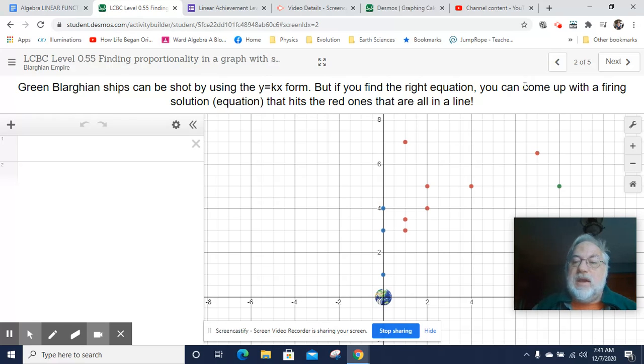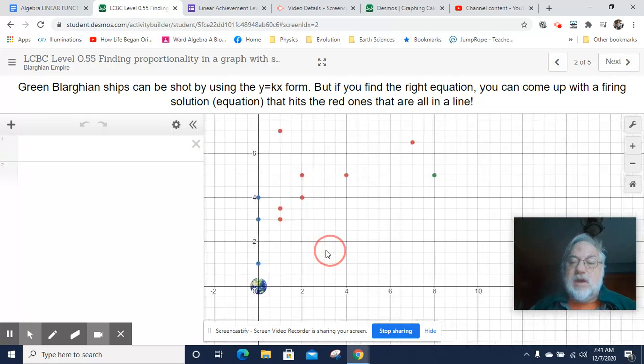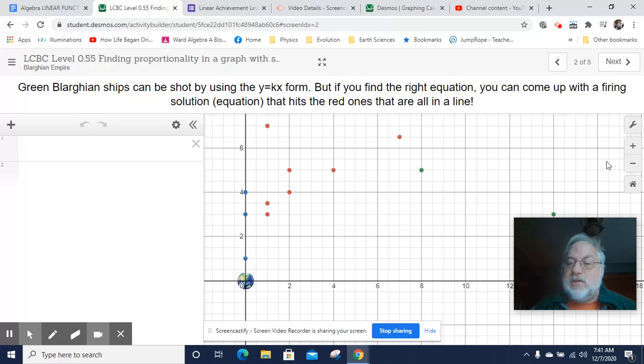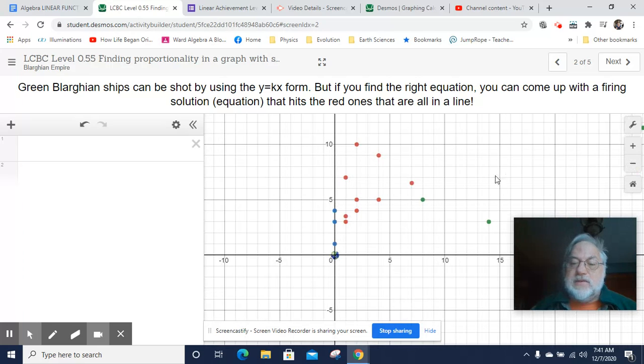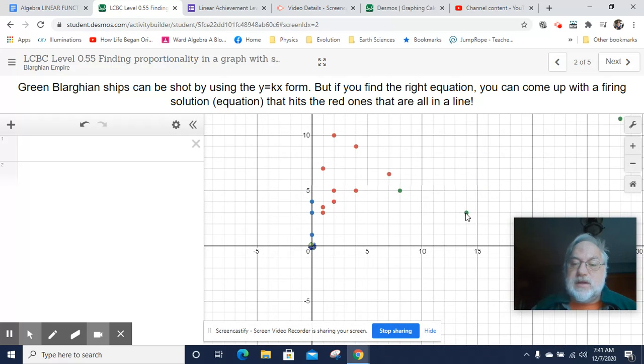And that means we're going to shoot the green Blargian ships using this equation. And if you find the right equation, you might be able to come up with ones that shoot the red ones and all in a straight line too, but let's not worry about that for now. So I've got some green Blargian ships here. I'm going to zoom out a little bit so you can see all my green Blargian ships.